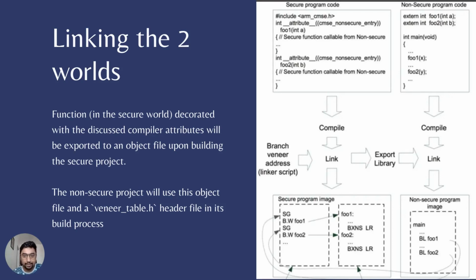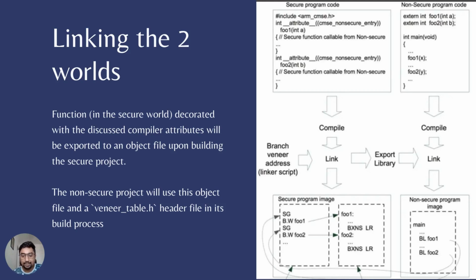The foo1 is defined in the secure world with the compiler attribute cmse_nonsecure_entry. That means this is the entry point for the non-secure program. Whenever foo1 hits, it branches, as you can see in the bottom right-hand corner. Branch with link, it will call the secure gateway instruction. This secure gateway instruction will create a secure gateway, and then the foo1 function will be executing. After foo1 is executed, we will branch to the non-secure code. That means we'll come back where foo1 was called.